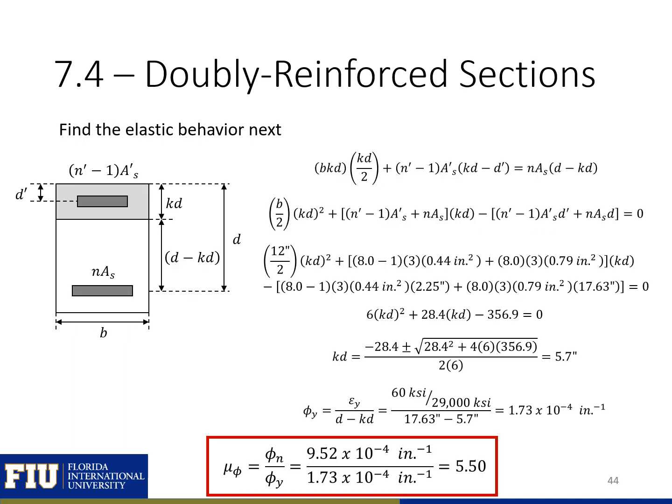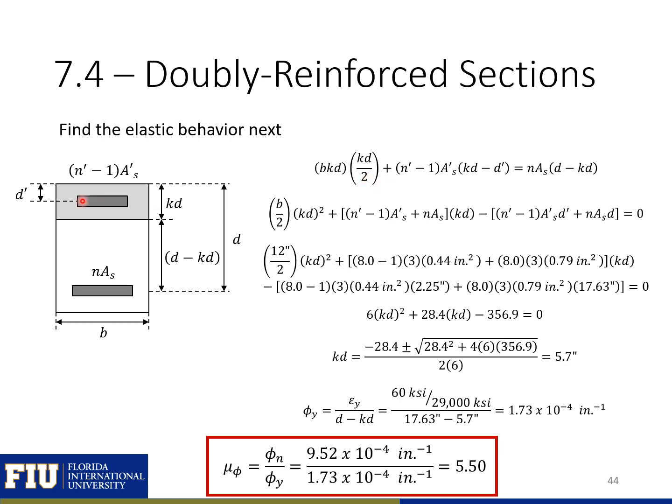On this slide, we find our elastic behavior, including our compression steel. This is the same analysis that we did for a singly reinforced section, except now we have an additional component for our steel that's above our neutral axis. We have the area of our compression region here, B times KD, times the distance from the centroid of this region to our neutral axis here, KT. So that's KD over 2.